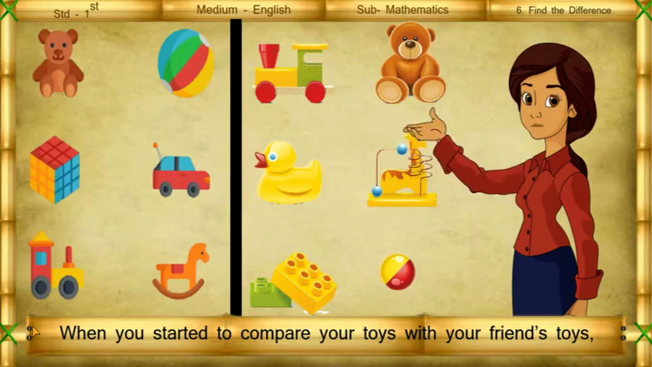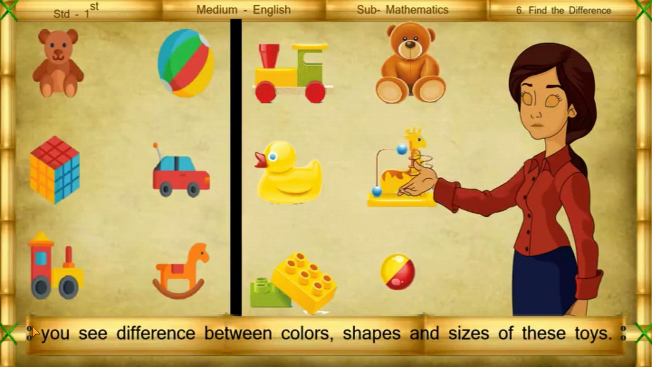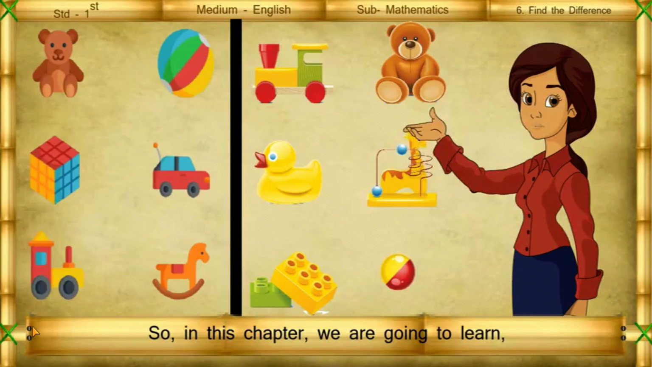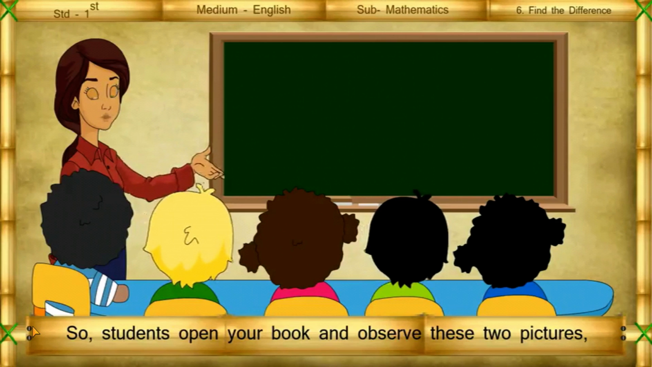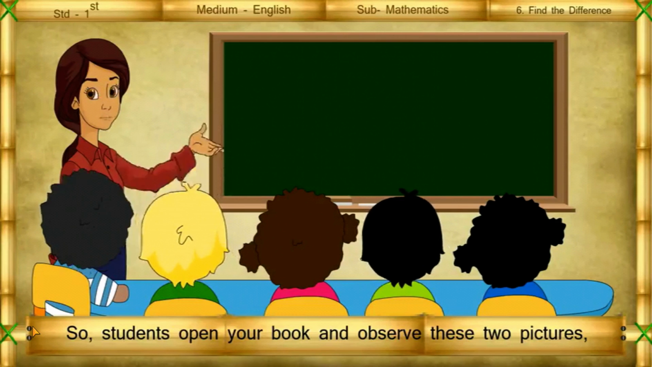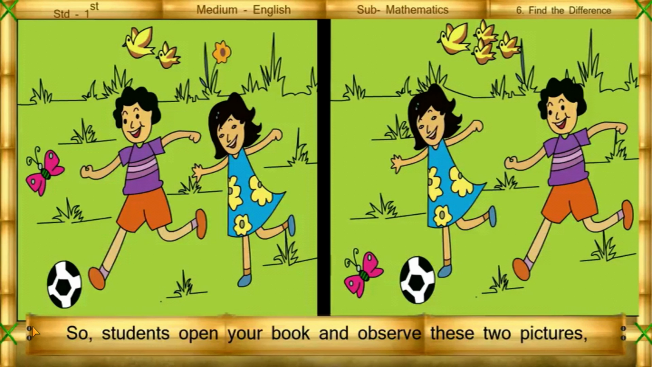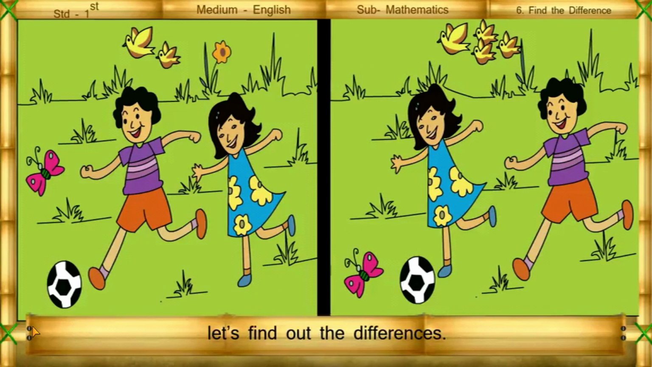When you start to compare your toys with your friends' toys, you see differences between colors, shapes, and sizes of these toys. So, in this chapter, we are going to learn how to find differences between two pictures. So students, open your book and observe these two pictures. Let's find out the differences.